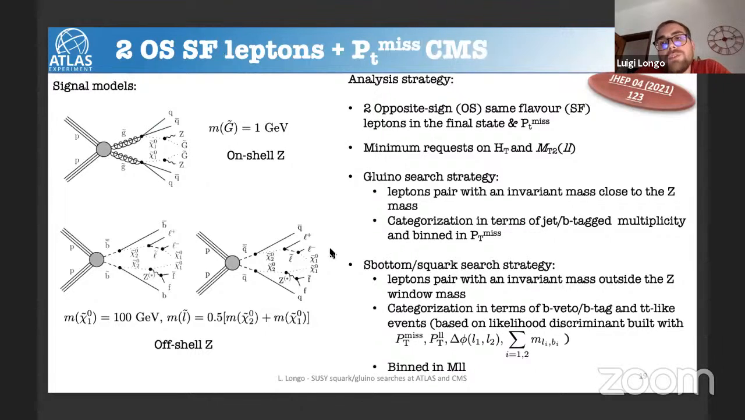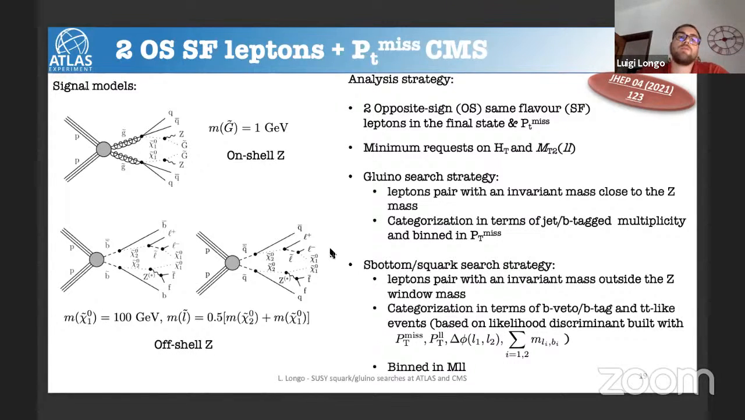So going to the last search of CMS, here the final state was with two opposite-sign and same-flavor leptons plus large missing transverse momentum. The signal models considered were, first, one where we have a gluino that decays into a pair of quarks and a neutralino, and then the neutralino decays into a gravitino and a Z. And the other two models, where we have a boson-score production, with this boson decaying into a neutralino 2, and then another neutralino 2 that could decay into leptons, or an off-shell Z and a neutralino.